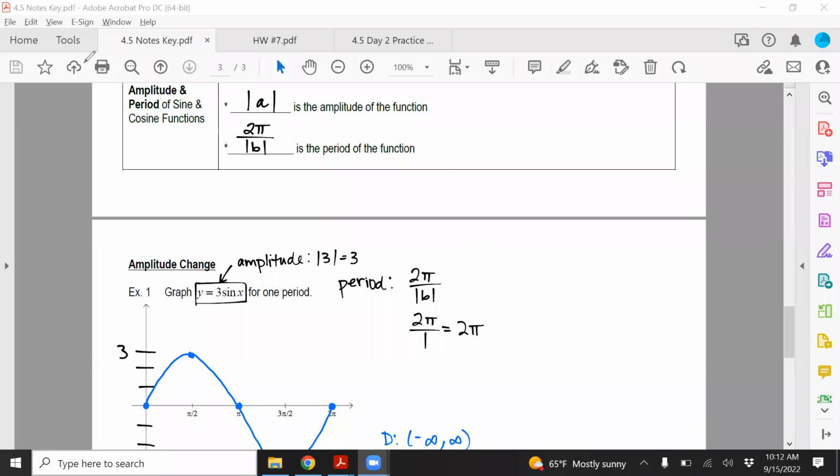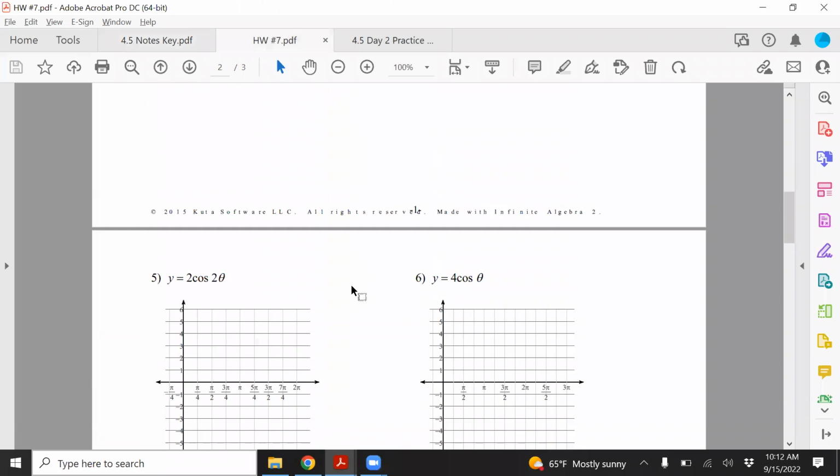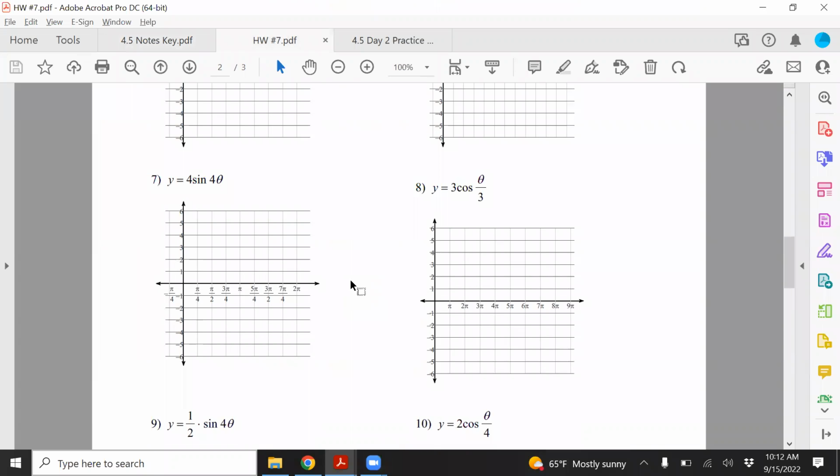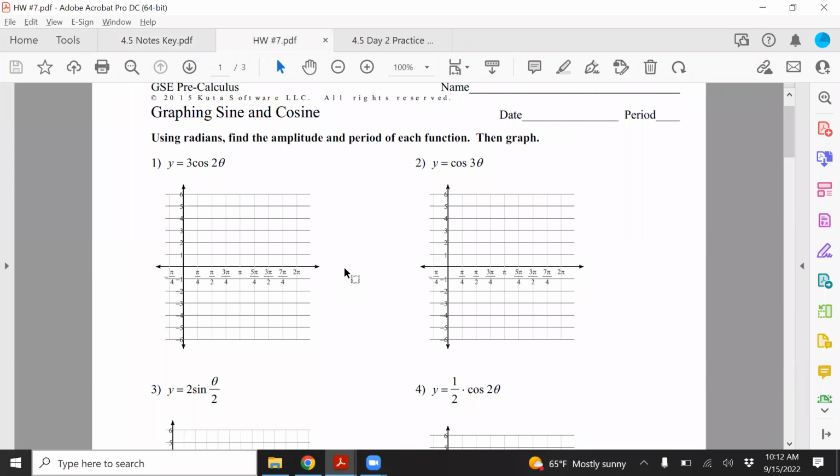Actually, let's talk about homework number 7 now. I didn't like some of the questions here. I was not happy with number 2. And here's the reason why I wasn't happy about it.